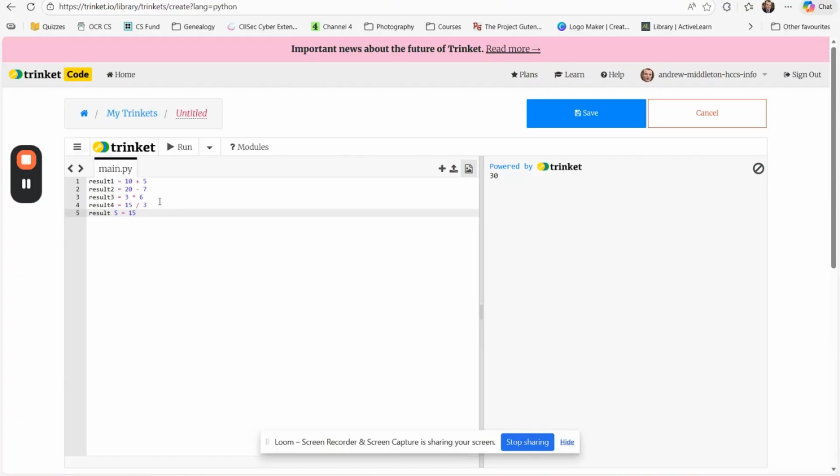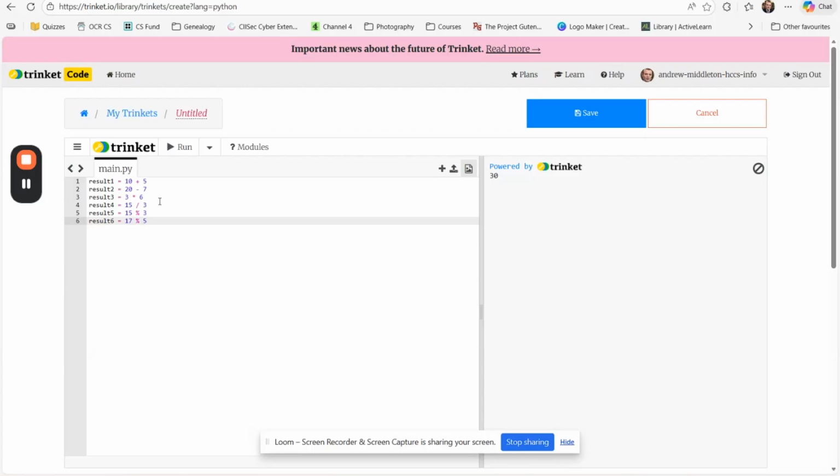15 % 3. Now, that's an interesting one. What does percentage do? I'll put a space in result 5. Of course, it won't accept that, because you can't put spaces into the middle of names. And then you've got result6. Result6 is 17 % 5.